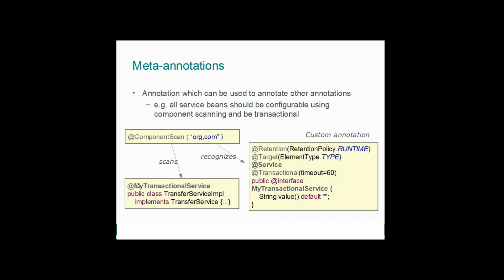In that case, I can define my own annotation, say my transactional service. I create this annotation, and to it I add the service and also the transactional annotation. Instead of adding the two annotations everywhere, if I'm using this in multiple places, I can just add my transactional service annotation in only one place. Whatever is given to this will be applied to all the classes wherever I use it. So that's called a meta annotation.